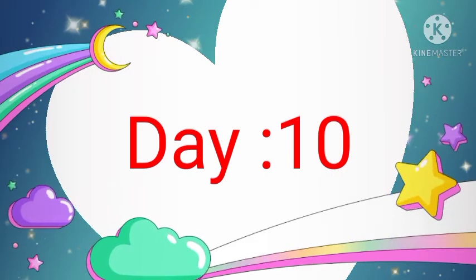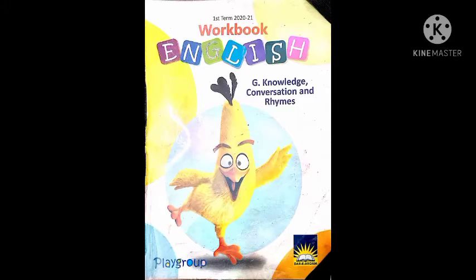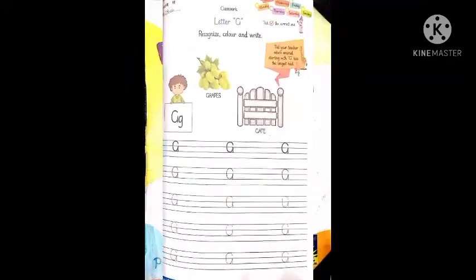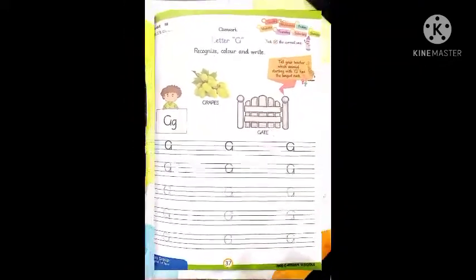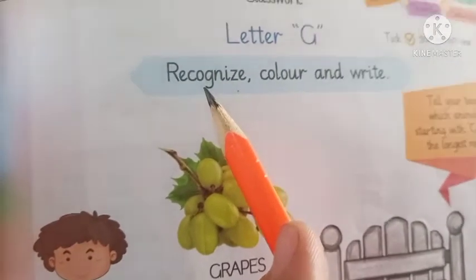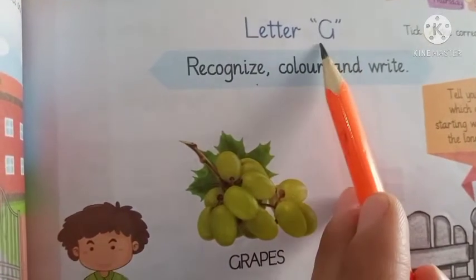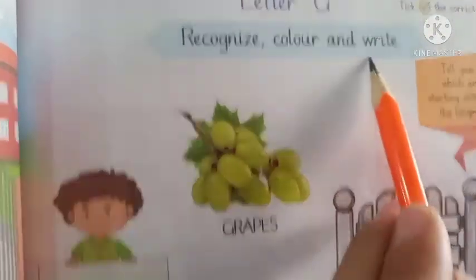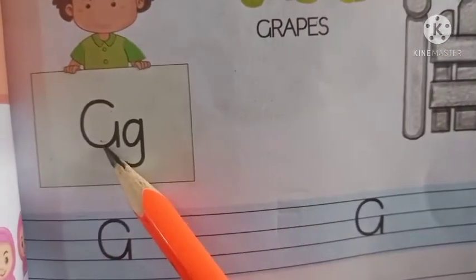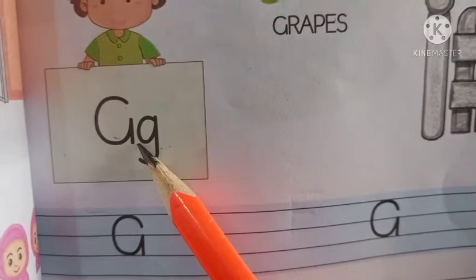Now it's time to do task of day 10. Take out your English workbook. Here we have to do page number 37. I will tell you the formation of letter G. Dear students, today we have to do practice of new alphabet, that is letter G. Recognize, color and write. This is capital G. This is lowercase g. G makes the sound G. G, G, G, G. This is letter G.